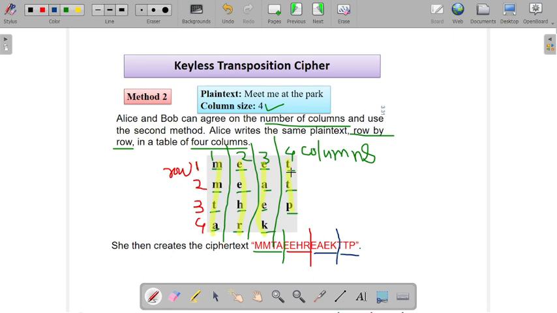So in the keyless transposition method, we have seen 2 methods. In method number 1, we write the characters column by column and we read them by row. And in the second method, we write the characters row by row and read them by column.